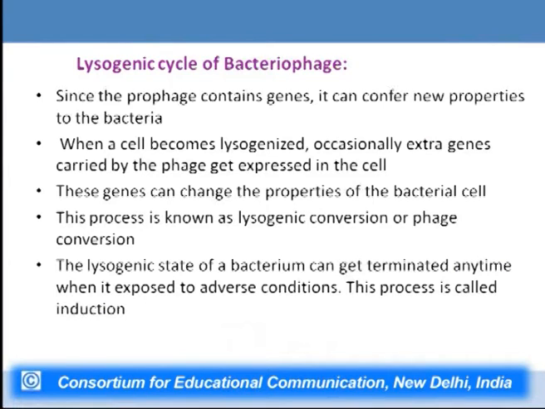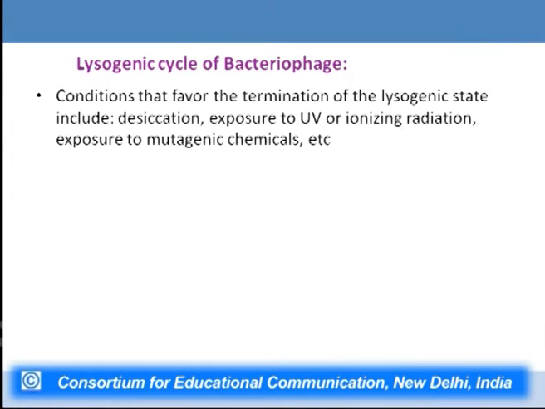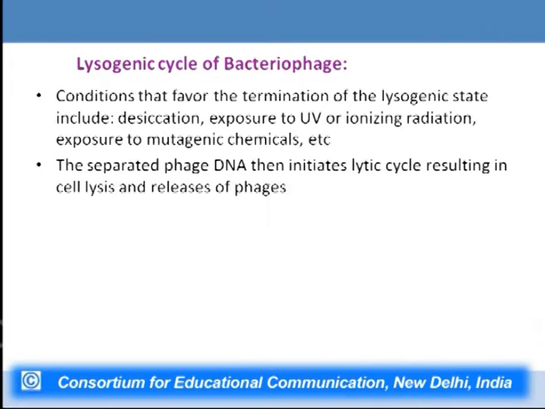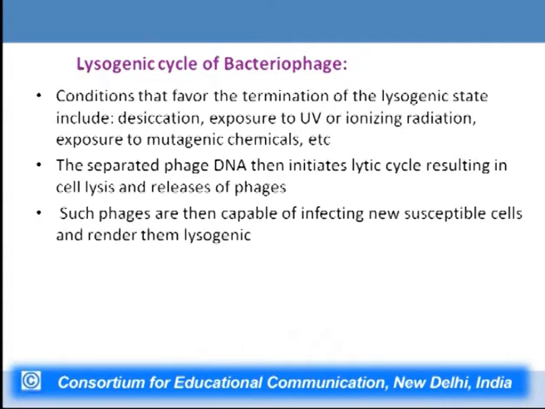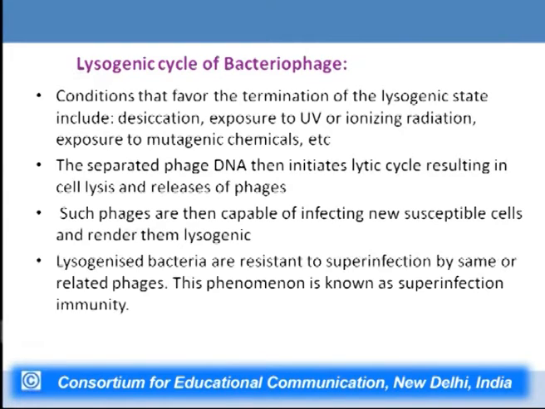The lysogenic state of bacteria can get terminated any time when it is exposed to adverse conditions, and this process is known as induction. The conditions that favor the termination of lysogenic state include desiccation, exposure to UV or ionizing radiation, and exposure to mutagenic chemicals. The separated phage DNA then initiates the lytic cycle, which results in cell lysis and release of phages. These phages are capable of infecting new susceptible cells and rendering them lysogenic. These lysogenized bacteria are resistant to superinfection by the same or related phages, and this phenomenon is known as superinfection immunity.